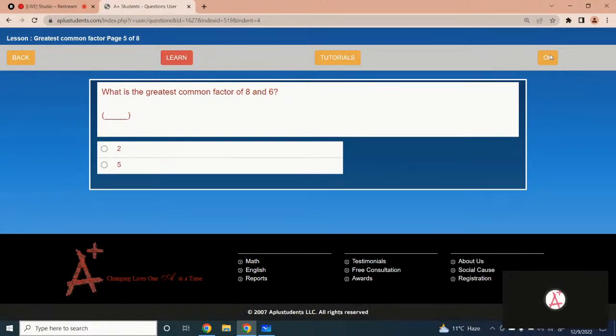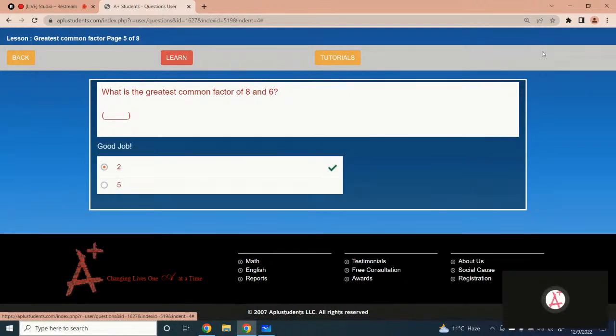So you can divide 8 and 6 by 2. Both the numbers are divisible by 2, isn't it? But they are not divisible by 5. That means the GCF for the given numbers is 2. Got it? So the correct option is 2. Just select the correct option, then click on the OK button.